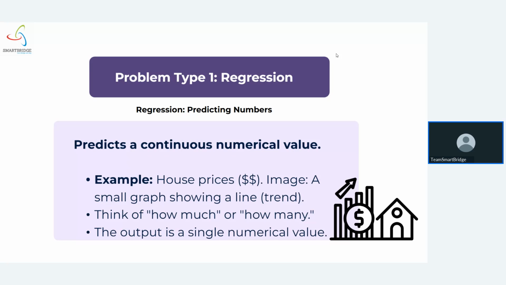Type 1, regression. Predicting numbers. I want you guys to write regression. Regression means predicting numbers. It predicts a continuous numerical value. Example, let's say, just read this example. Here I'm just telling pass and fail. If I say 0 is fail and 1 is pass, I'm just taking numbers in place of it. That will be a regression problem.